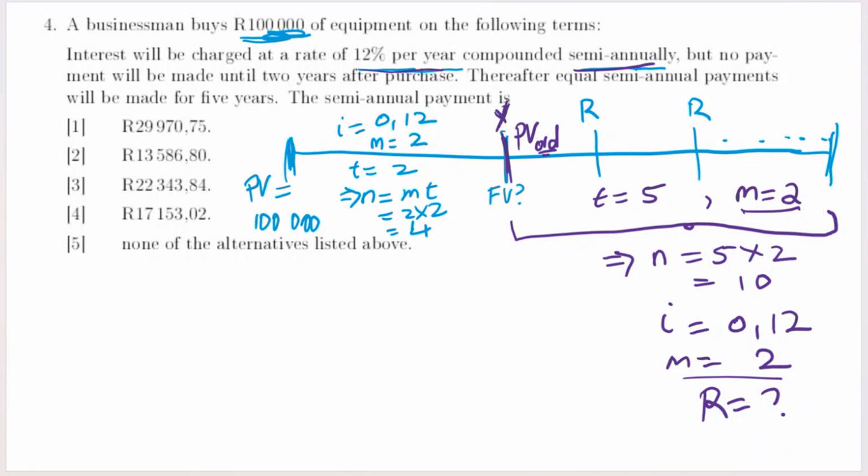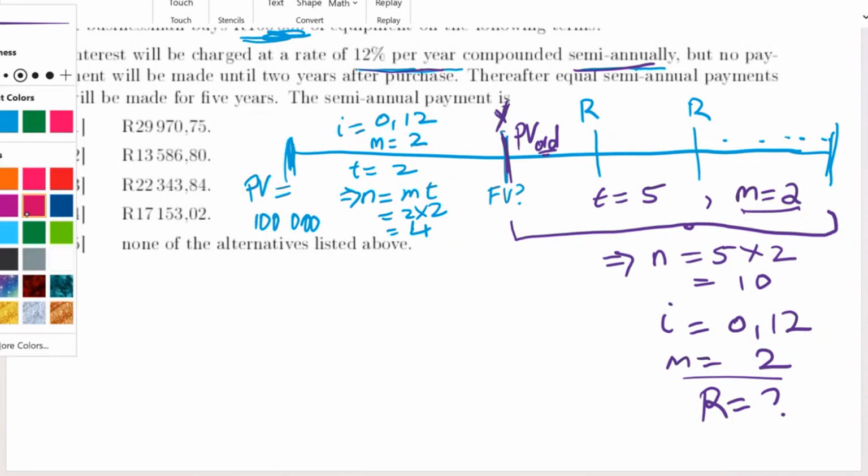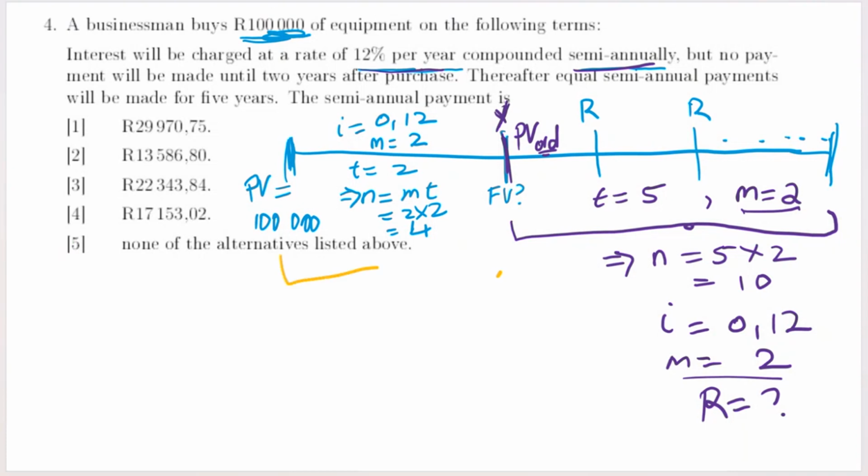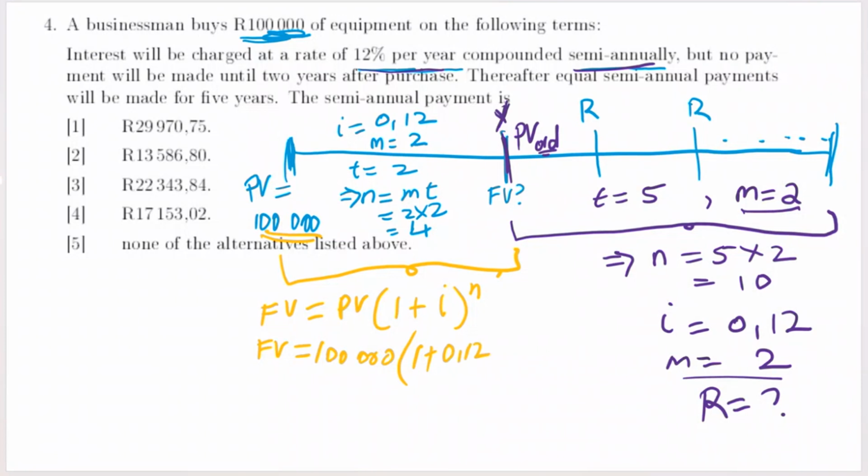We need to first calculate the future value of the 9 payment period. So let us get the future value here. The formula for the future value is equal to present value into 1 plus i to the power n. We don't know the future value. That's what we are looking for. So the future value is equal to the present value, that's what you are given, it is 100,000, into 1 plus our interest rate. It is 0.12.